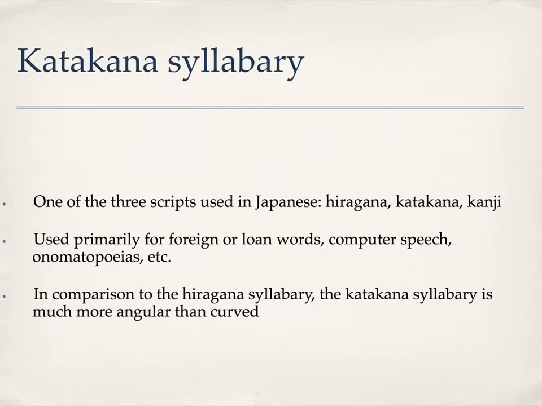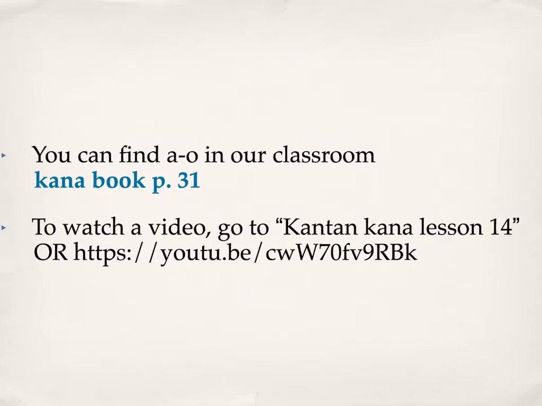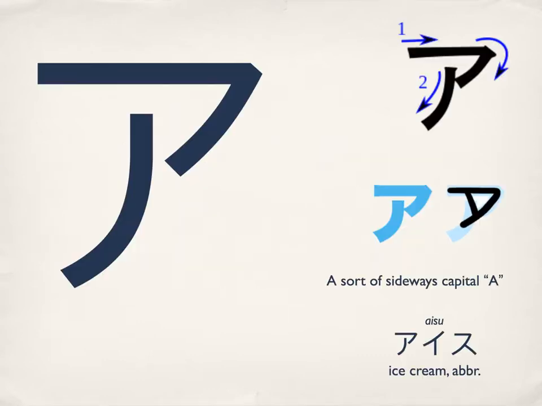So in comparison to hiragana, the katakana syllabary is really angular, and I feel it's not as descriptive as hiragana. It's also harder to learn because we don't use it as much, and we're learning it on top of a syllabary that we just learned, so we get confused. You can find A through O in our classroom kana book, page 31. To watch a video, go to Kantan Kana Lesson 14 on YouTube.